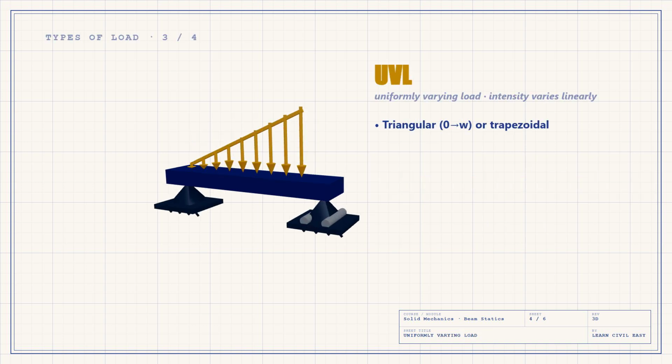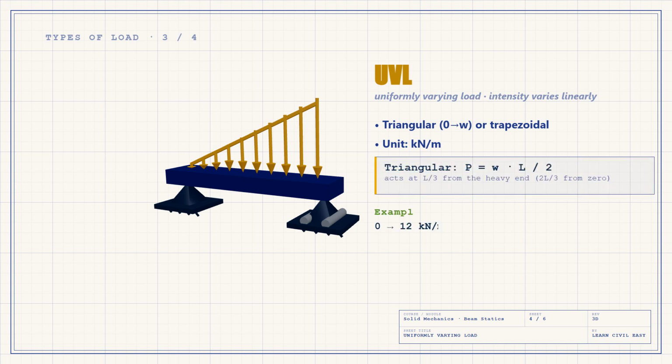Now, a load that changes, the uniformly varying load. Its intensity rises linearly along the beam, 0 at one end, maximum at the other, forming a triangle. Picture water pressure against a dam growing with depth, or earth pressing on a retaining wall. Its equivalent load is W times L divided by 2, and it acts not at the center but at 1/3 from the heavy end. Take a load rising from 0 to 12 kilonewtons per meter over 6 meters. The resultant is 36 kilonewtons, acting 2 meters from the heavy end or 4 meters from the zero end.